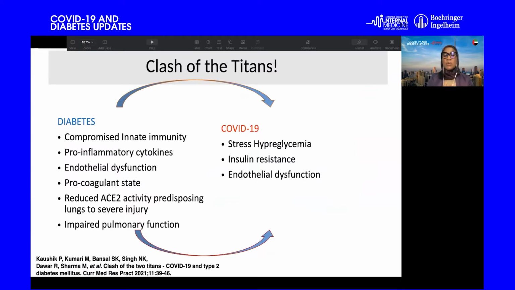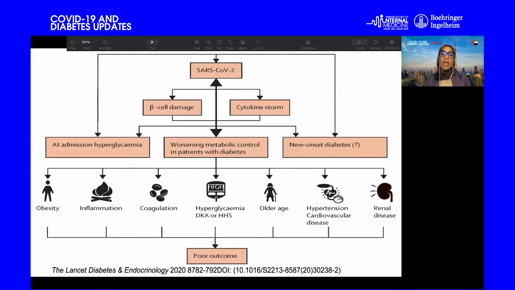one hand, diabetes causes this compromised innate immunity. You have pro-inflammatory cytokines. There's already an underlying endothelial dysfunction. Diabetes, we know, is associated with a procoagulant state. Then there may be this reduced ACE2 activity that predisposes the lungs to severe injury and an impaired pulmonary function. On the other hand, COVID-19 is able to exacerbate stress hyperglycemia, exacerbate insulin resistance, and we know it causes endothelial dysfunction. So it's the perfect storm for really having poor outcomes.